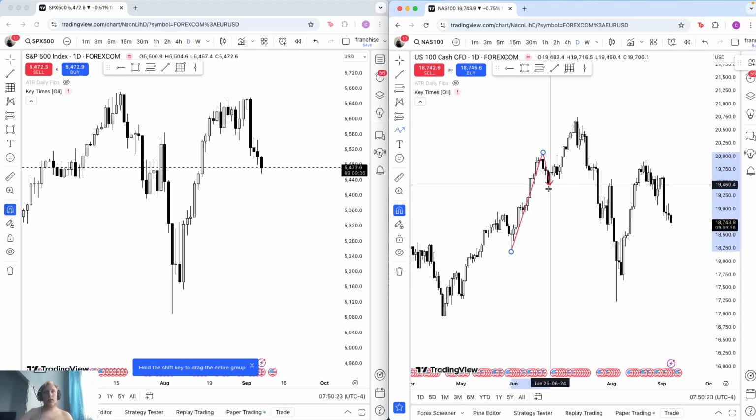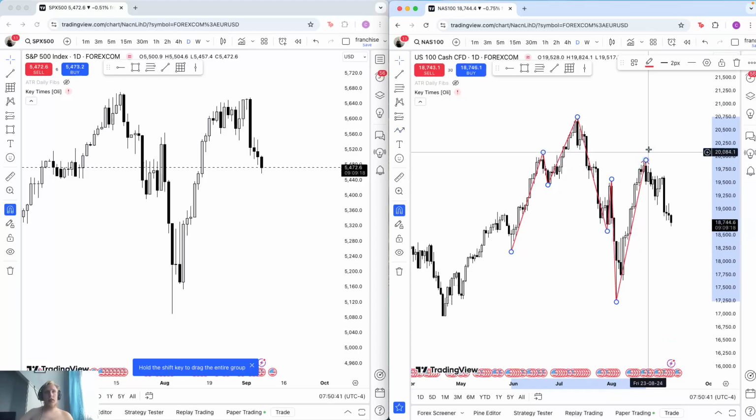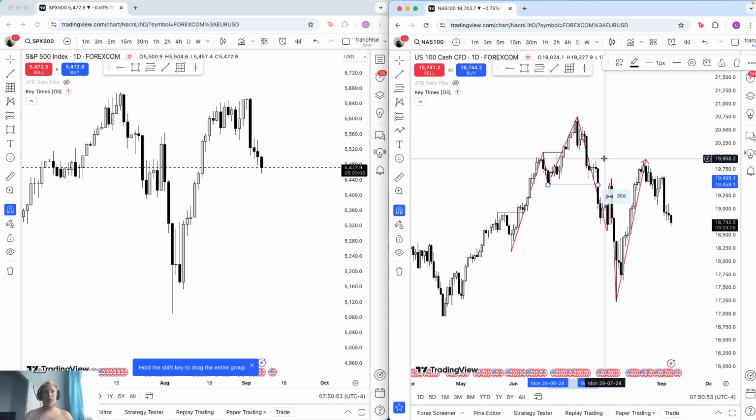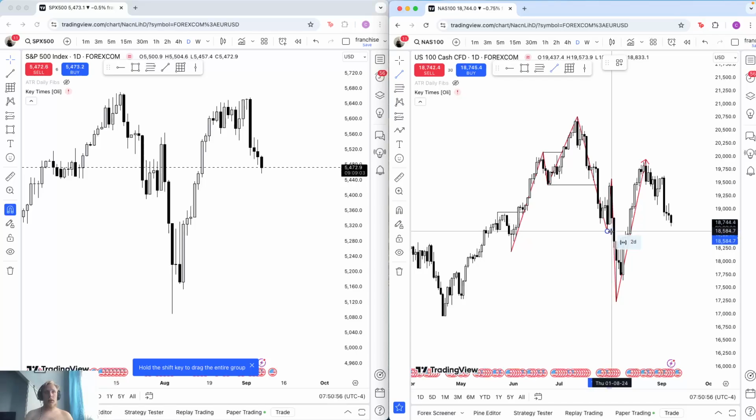Puts in a swing high. Puts in a swing low. That puts in a swing high. That puts in a swing low. That puts in a swing high. Puts in a swing low. Puts in a swing high. Obviously, as you can see, bang, bullish, bang, bullish, bang, bearish, bang, tiny one, bearish. This high that made this swing low, now broken, and now bearish.